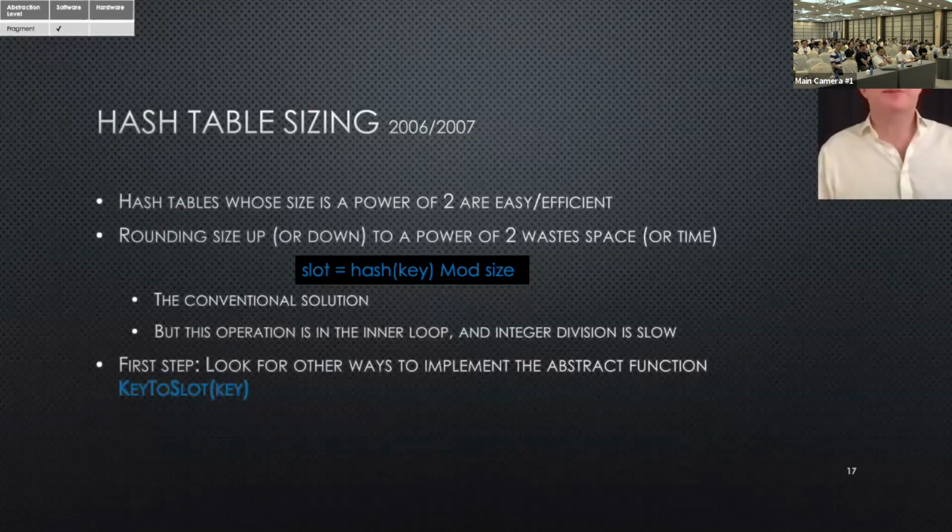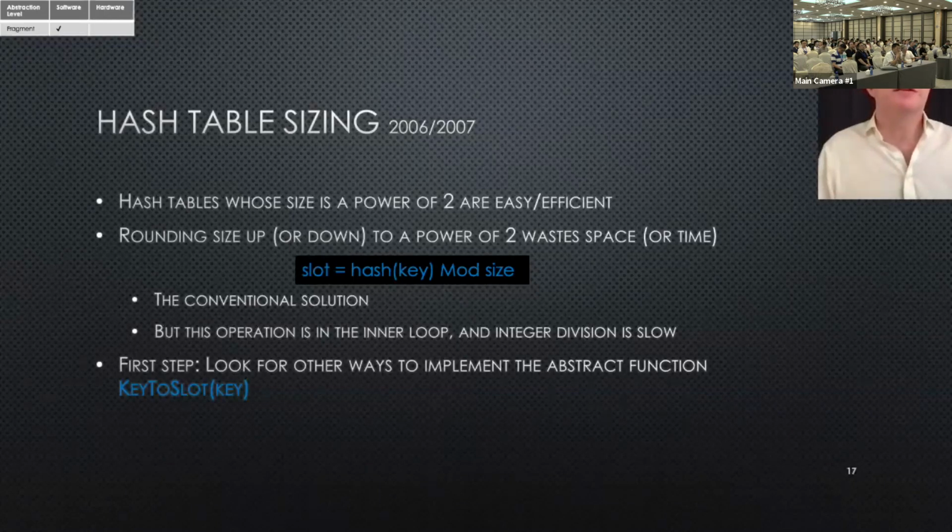Well, the first step is to perhaps realize that there's something worth optimizing here. Let's abstract this and think of this as a function now, a key to slot function. And we're thinking, even though it's a very simple function, just one line of code, it's probably worth optimizing because it's in the inner loop and going to be called over and over again.